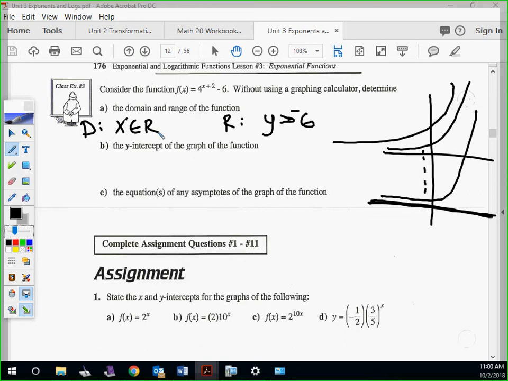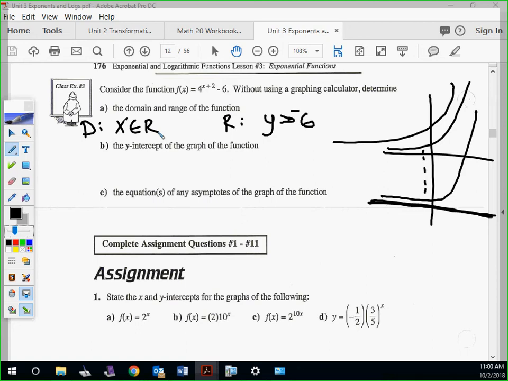The y-intercept is on the graph of the function, so what's the y-intercept? Well, how do we find y-intercepts in general in math? You put 0 in for x. Do that. What's 4 squared? 16. What's 16 minus 6? 10. So that's going to be your y-intercept. You just plug in 0 for x to figure out the y-intercept. That doesn't change.